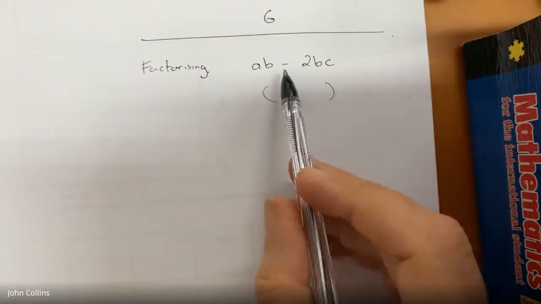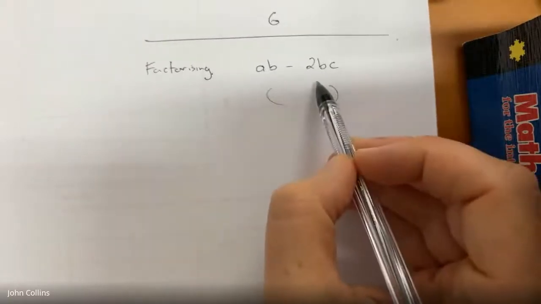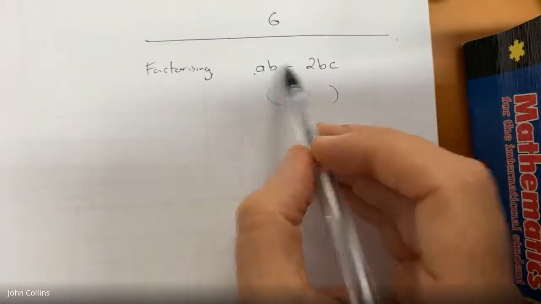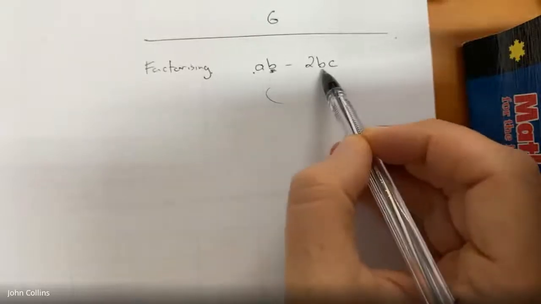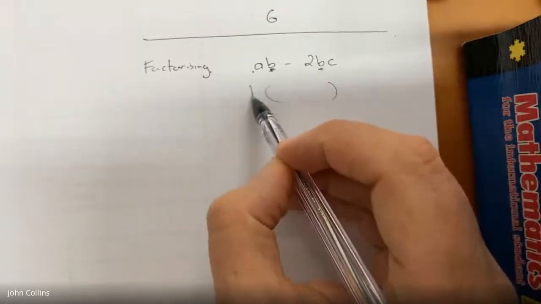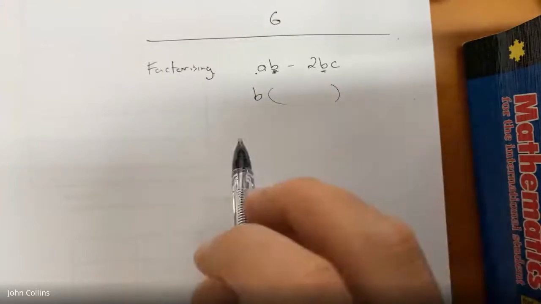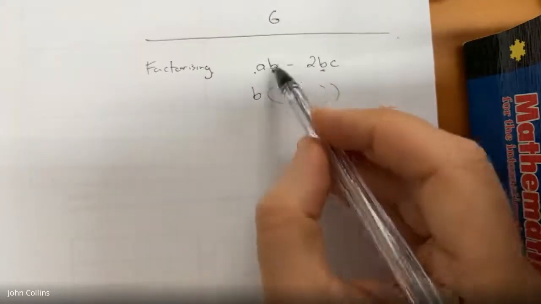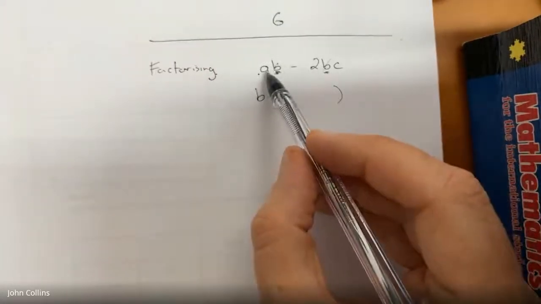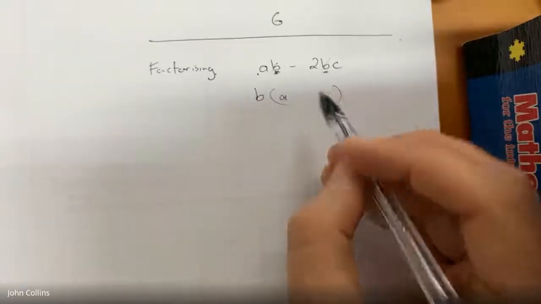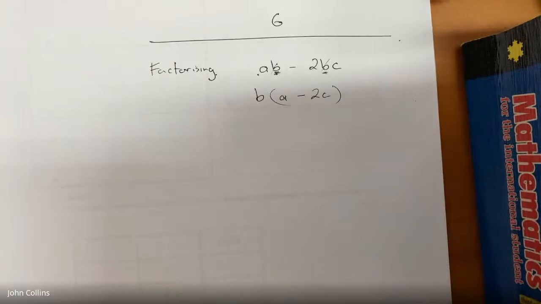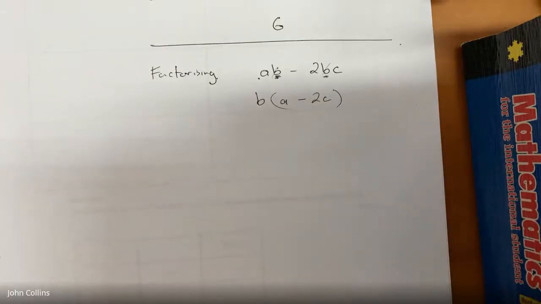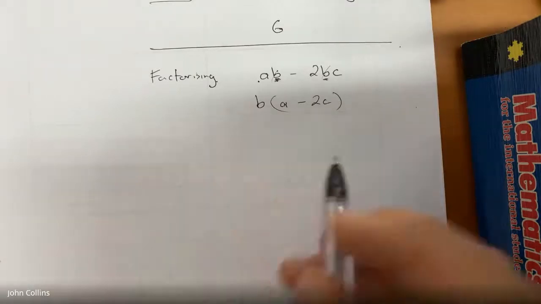Okay, so what's common to both here? Is there a number in common? No. Is there a letter in common? Yes. B is here, B is here. So B goes outside brackets as the factor. What's left behind? Well, I've already got rid of the B here, so I have A and I have minus 2C left behind. And that's it, factorized. That's it, done. Can't do any more than that. There's no number in common, only a letter.